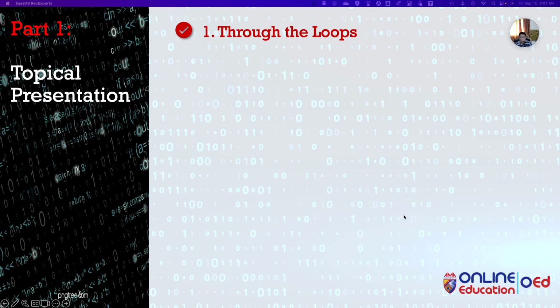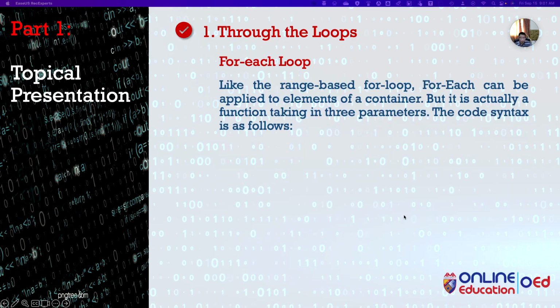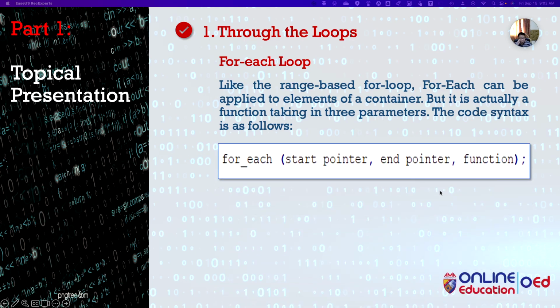Another functional type is the for_each loop. Like the range-based for loop, for_each can be applied to elements of a container. Remember, these functional loop types can only be applied to containers. But it is actually a function taking in three parameters. The code syntax is as follows, okay?